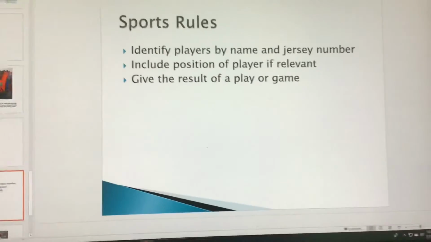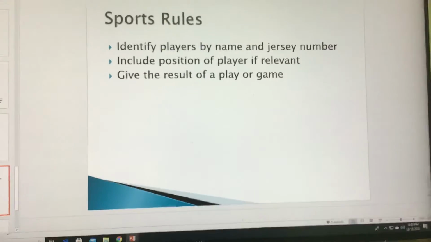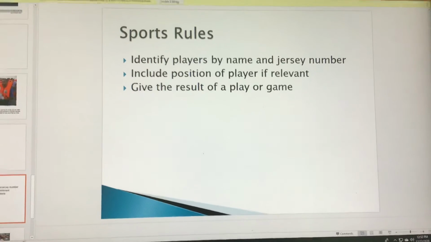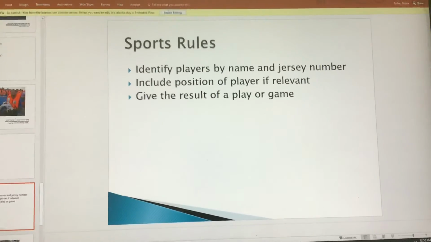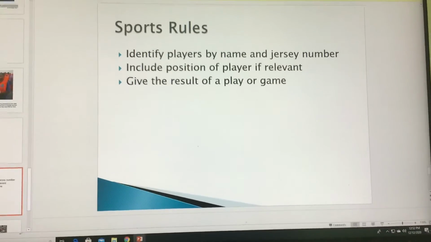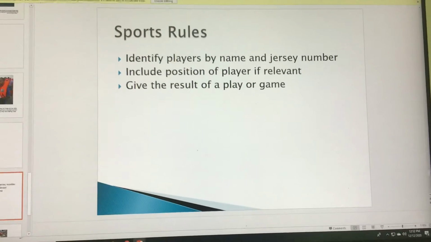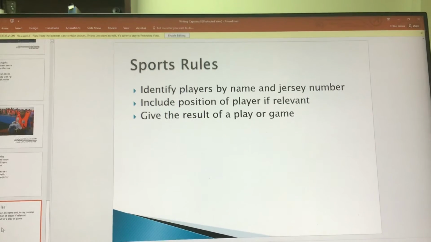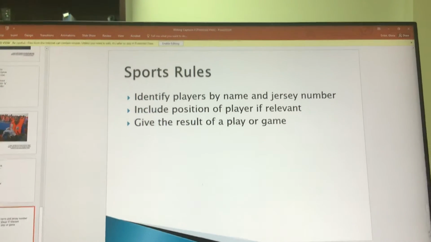So you identify players by their name and their jersey number. You include the position of a player if relevant. So when is the position relevant? Well, it depends. In baseball, the catcher and the pitcher are relevant. In football, the quarterback would be relevant. That's really the only instances in which the position is really relevant.